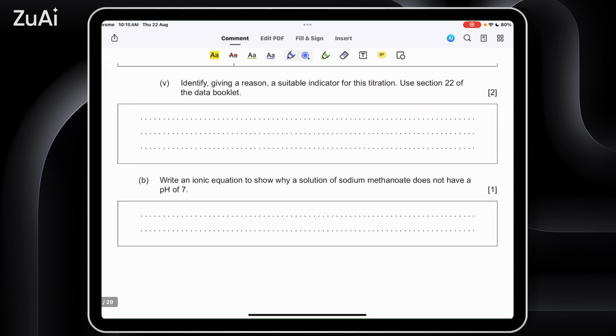Identify, giving a reason, a suitable indicator for this titration. We have to see the data booklet again. From the data booklet, we can see the range. So phenolphthalein is the indicator, because its color change is in the pH range of the equivalence point. That's why.